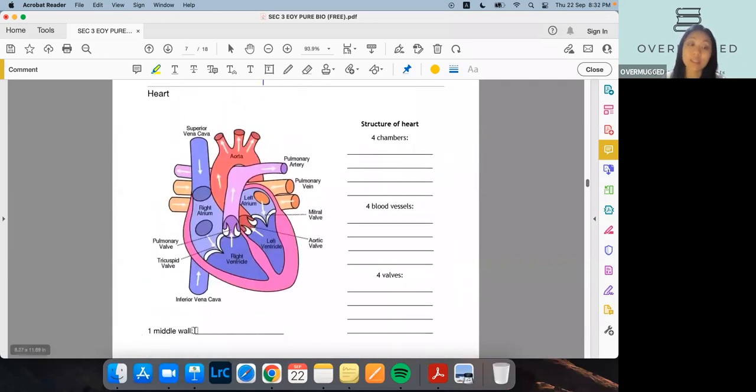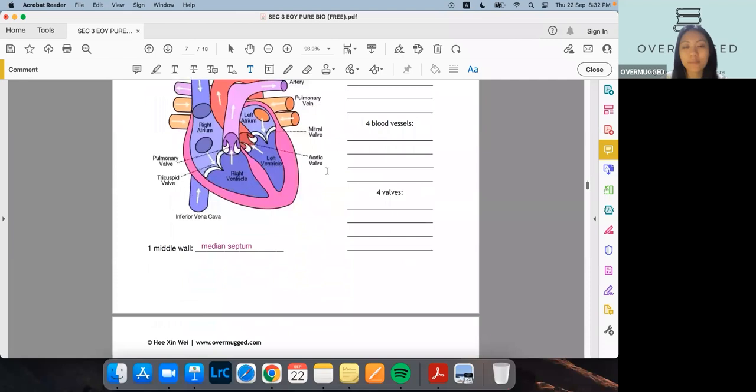Okay, so of course, there's one middle wall. It's not labeled here, so I'm going to write it down. It's called the median septum. What does it do? It separates the right side and left side, preventing the mixing of oxygenated blood in the left ventricle and the deoxygenated blood in the right ventricle. Okay, so this is the structure of the heart. Make sure you know them and the flow of the blood, right?